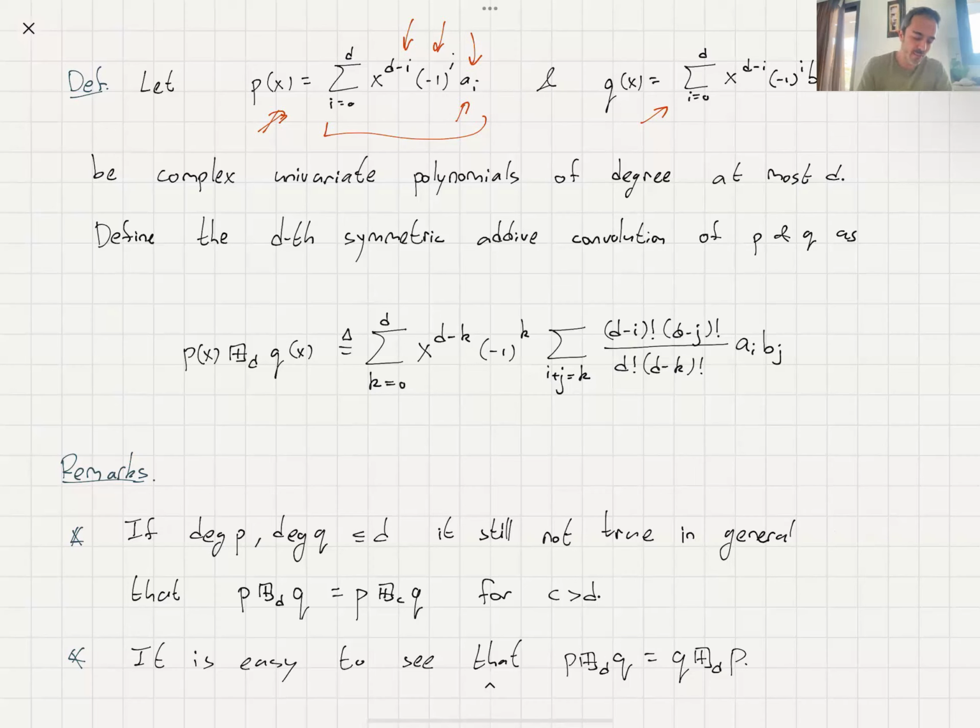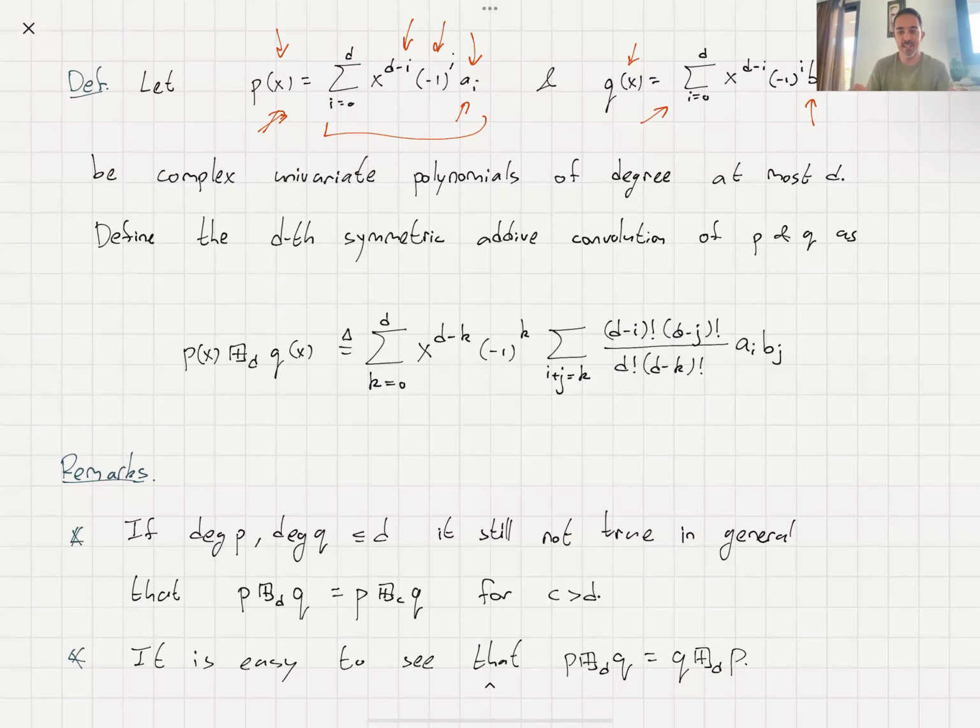So let's say you are given two polynomials p and q in that form. Degree at most d polynomials; it's fine that a_0 is 0. You don't have to have exactly degree d. And the coefficients corresponding to q are denoted by these b_i's. I assume nothing about them. They are complex univariate polynomials. They don't have to be real-rooted, they can be complex all the way.